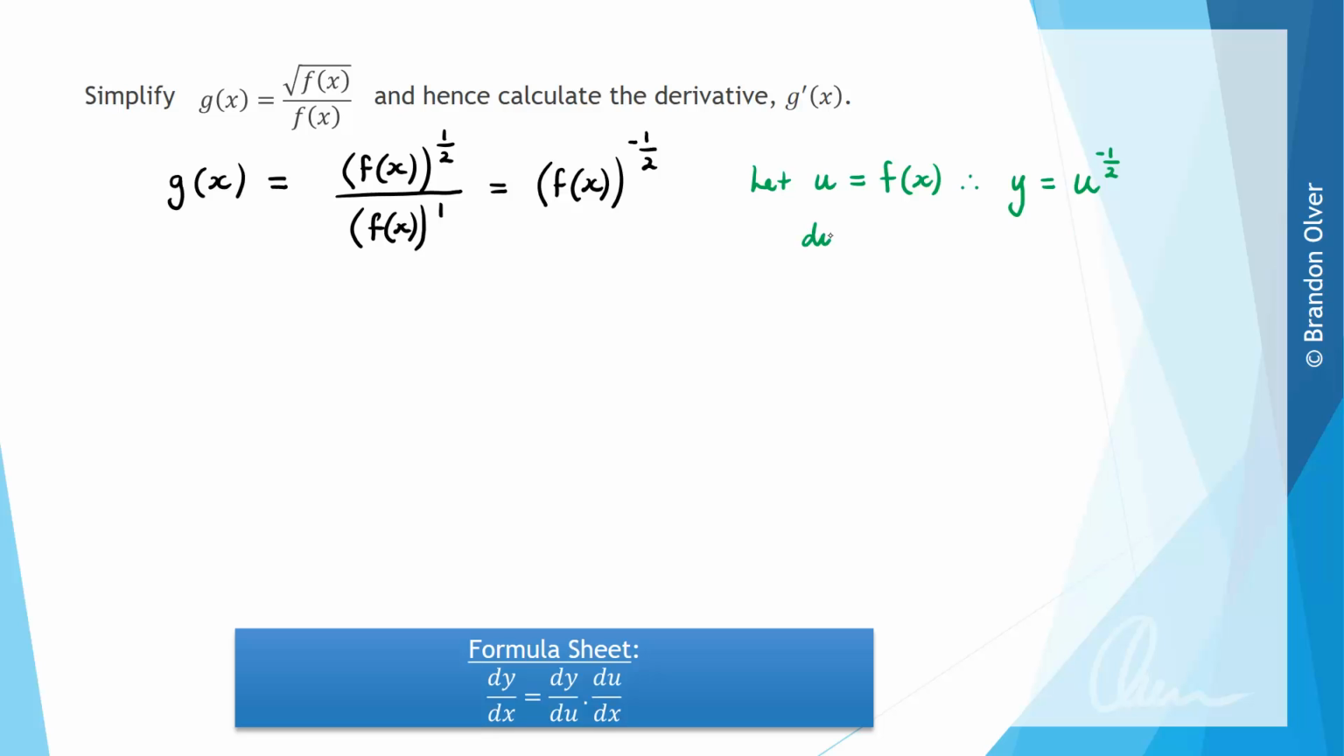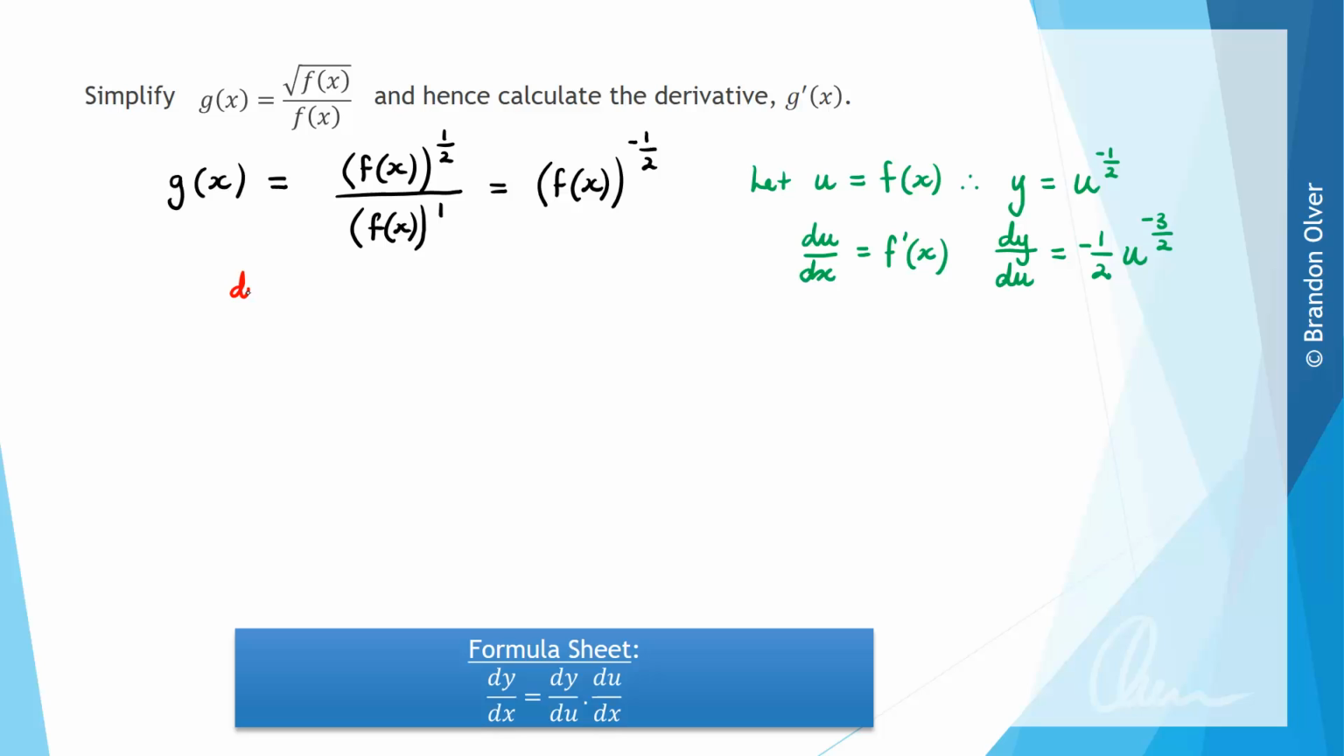So starting with du dx, this is going to be symbolically just f dashed of x. Because we don't know the rule, we can't actually find a true expression for it, but symbolically the derivative of f is f dashed of x. And for dy du, we simply take the power at the front, which will be negative 1/2, times u, and when we subtract 1 from this power, we get minus 3/2.